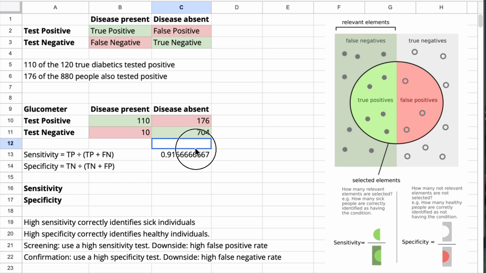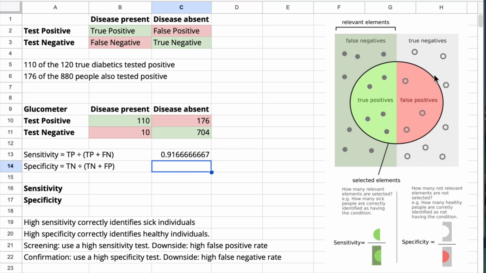And so this is a very sensitive test. At 92%, it's going to capture about 92% of the people who have the disease correctly. It's going to miss a little less than 9%. This test is being used as a screening test. The glucometer is used as a screening test, and it's quite sensitive, but it does have a high false positive rate. Let's calculate the specificity.